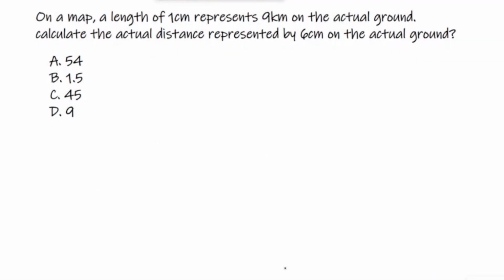In this video, we will be talking about proportions and ratios. The first question is, on a map, a length of 1 centimeter represents 9 kilometers. Calculate the actual distance on the ground represented by 6 centimeters on the map.